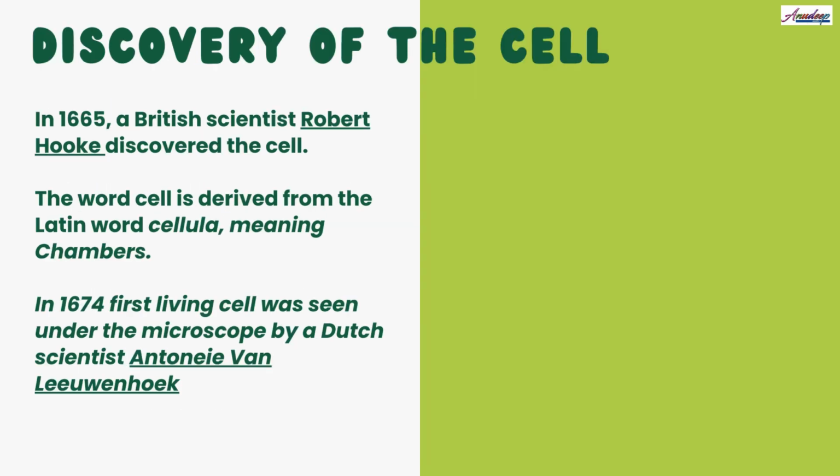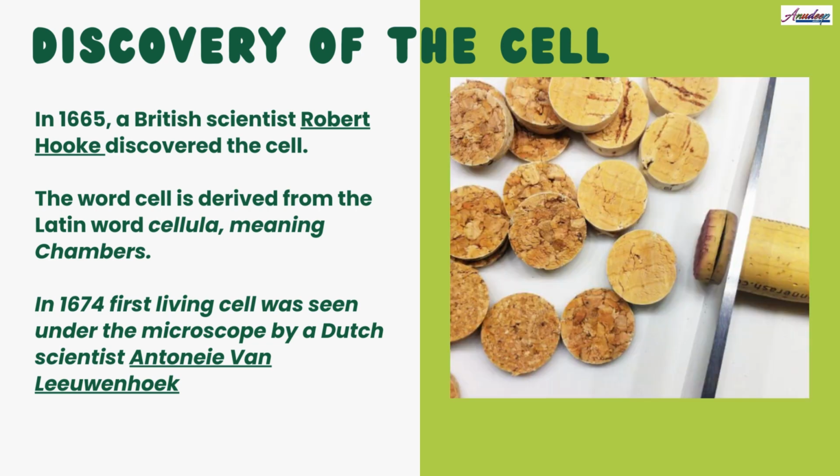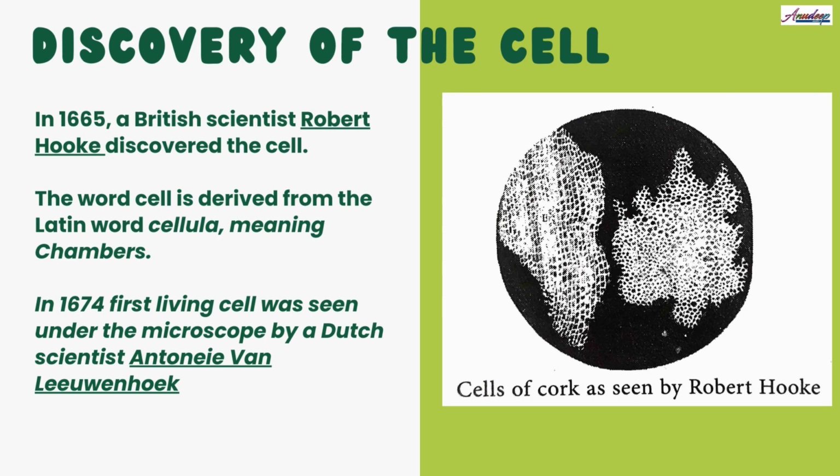In 1665, a British scientist, Robert Hooke, discovered the cell. He used the very primitive microscope to observe the thin slice of cork, and he saw different compartments which are separated by walls and called them cells. The word cell is derived from the Latin word cellula, which means chamber. Then in 1674, first living cell was seen under the microscope by a Dutch scientist, Antony van Leeuwenhoek.